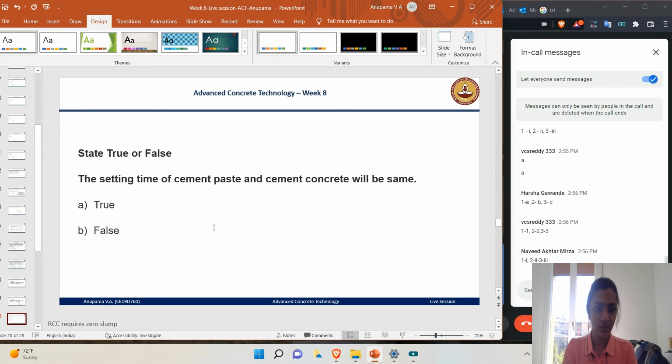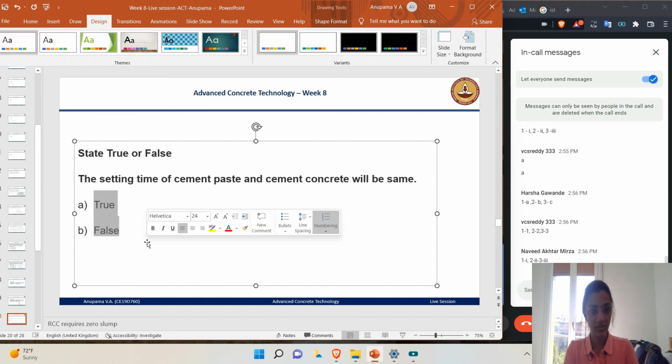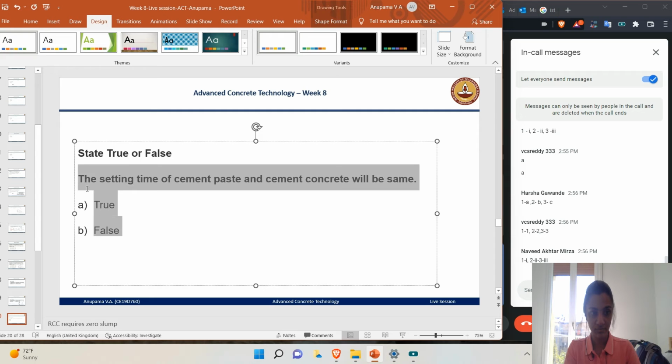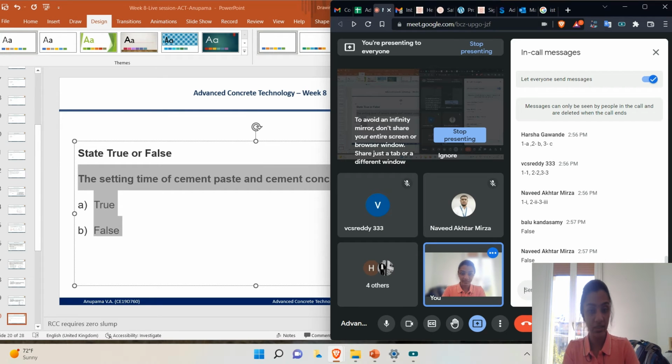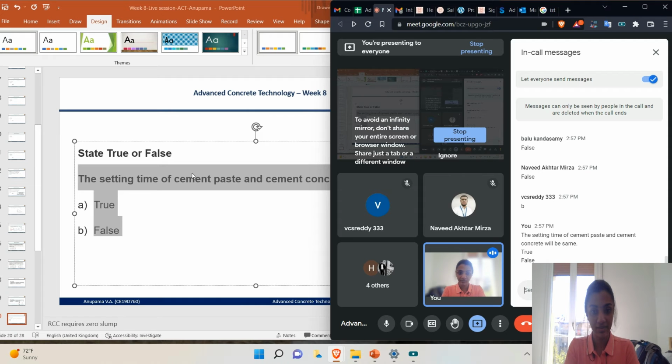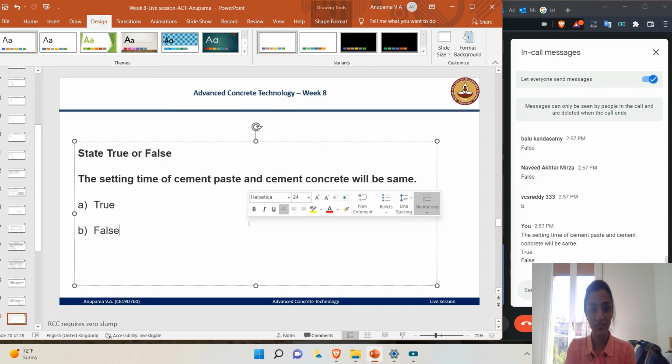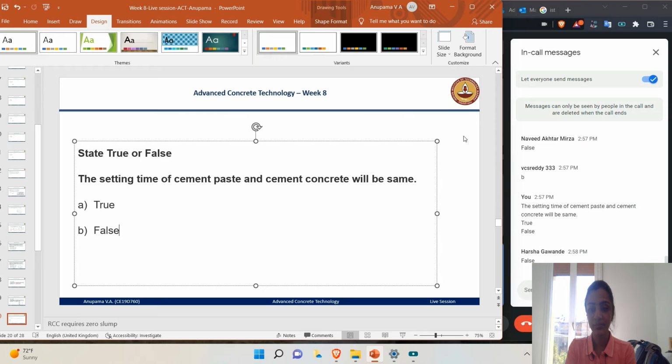So now this is a true or false statement. The setting time of cement paste and cement concrete will be the same. So state true or false. The setting time of cement paste and concrete will be the same. I guess this is a very easy question for you.